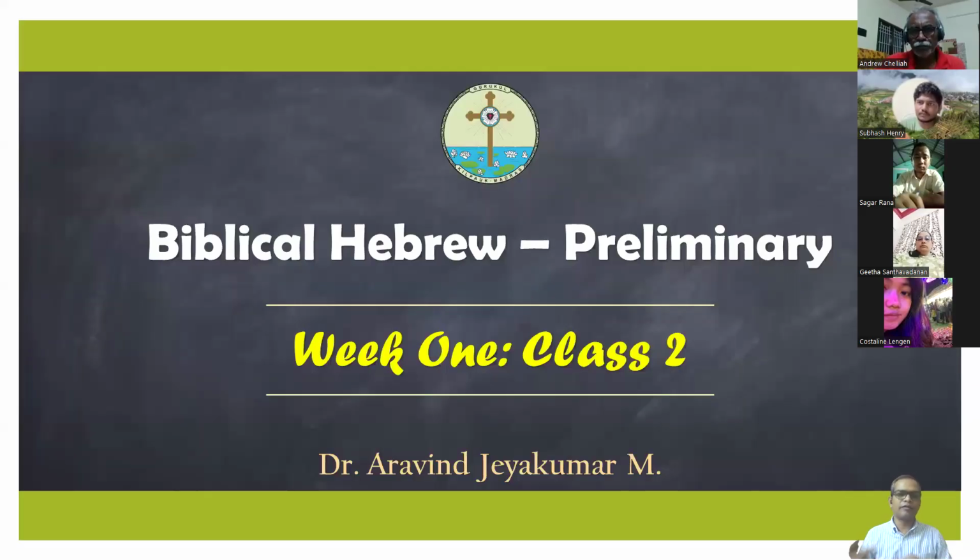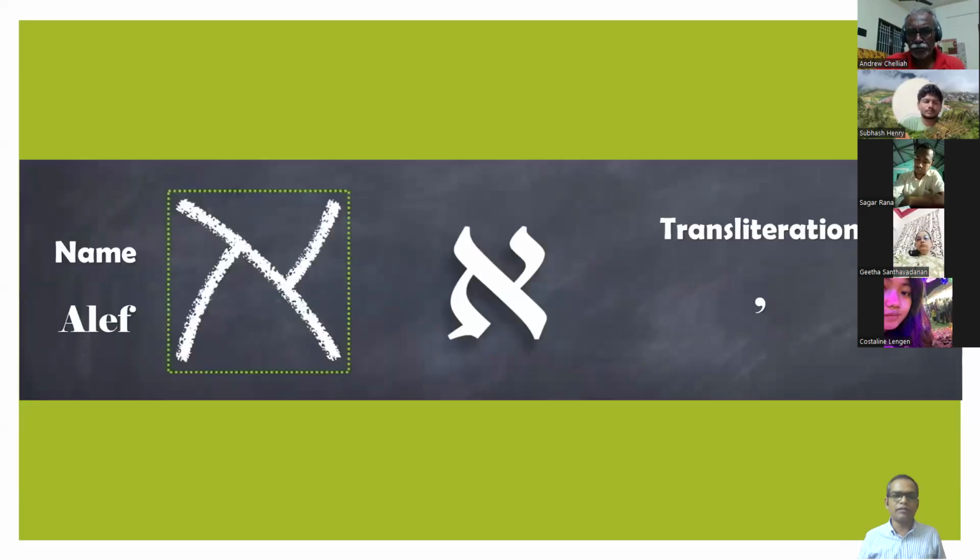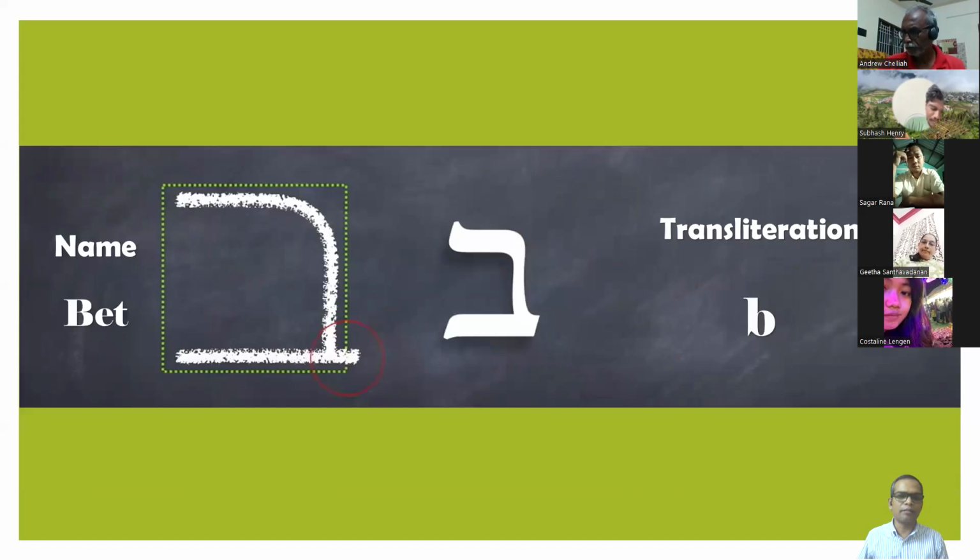Okay, fine. Friends, in the last class, we have learned a few letters. The name of the first letter is Aleph, and how it is written down has been mentioned here. The typed form is also mentioned with the transliteration. So the first letter is Aleph. The second letter is Bet. This is how Bet is written.